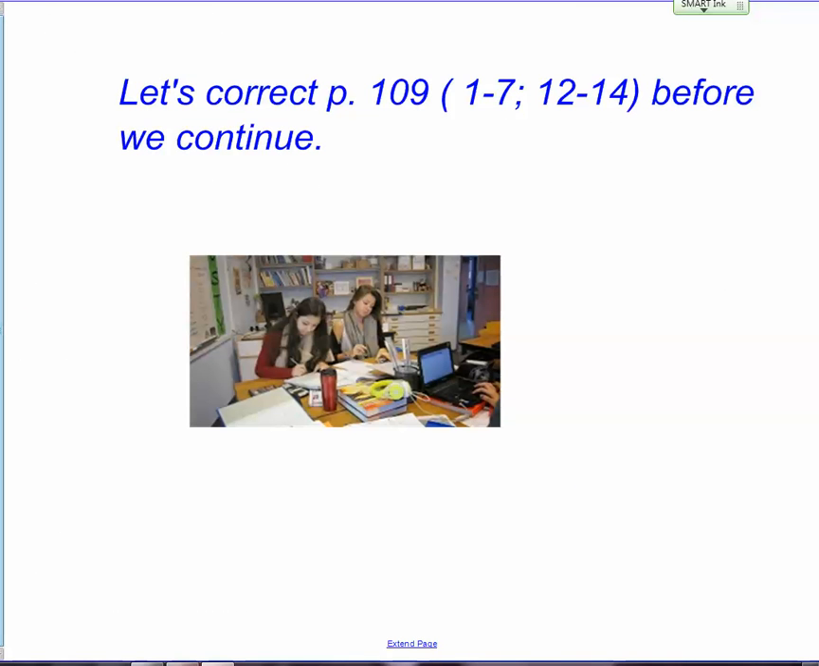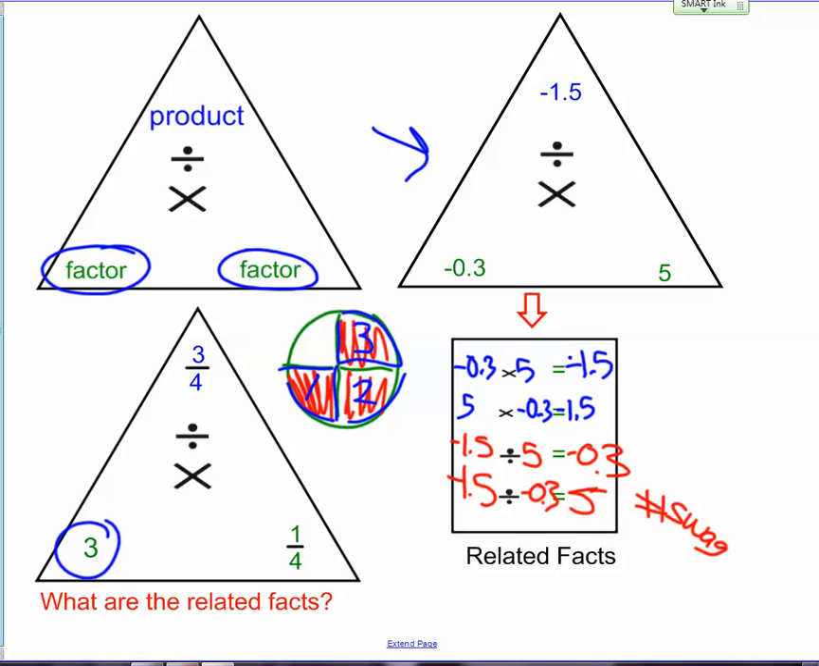Okay, then we corrected your homework and went over that. And then we continue with this idea.